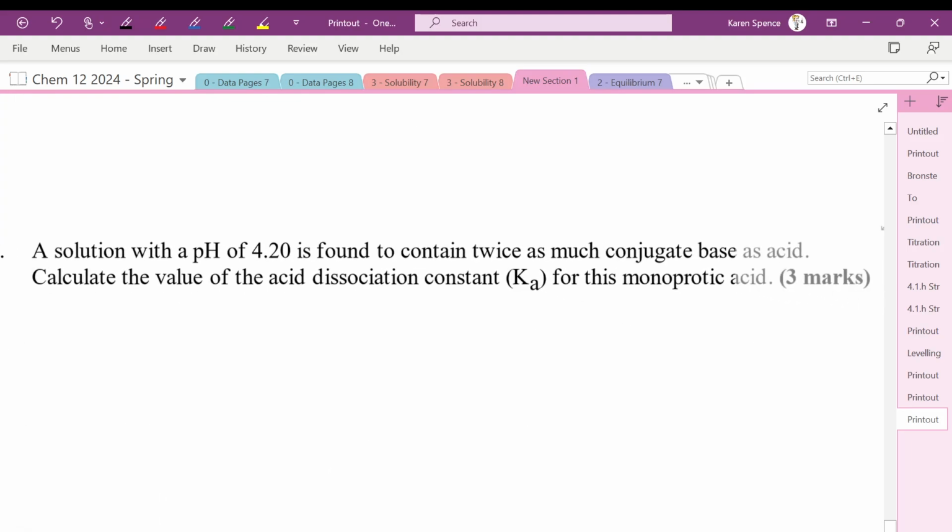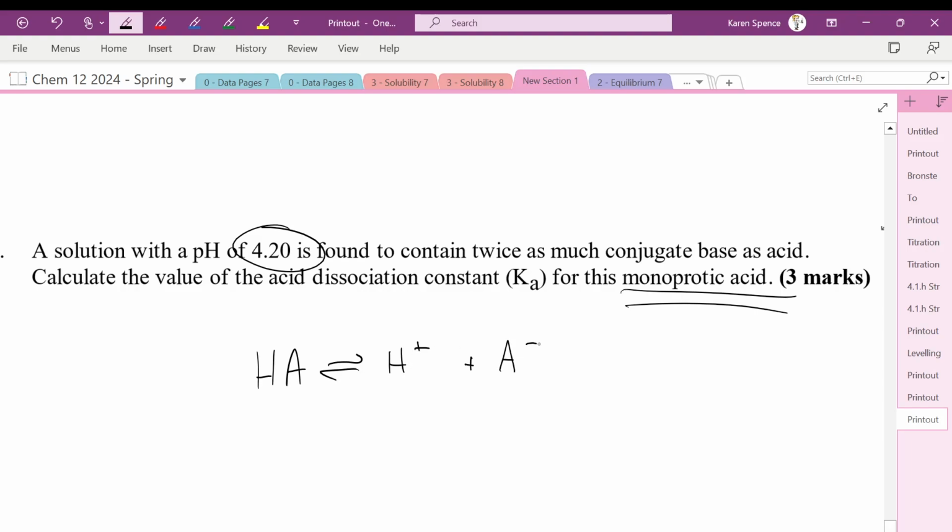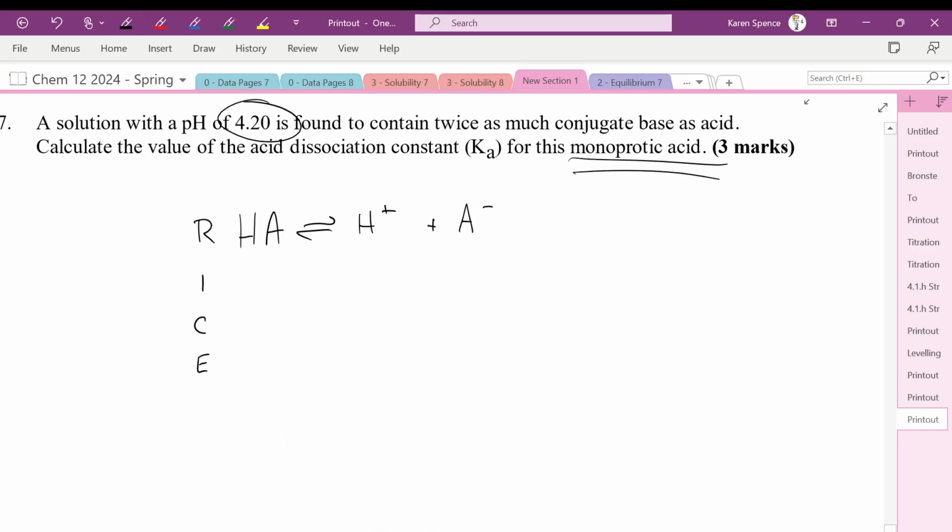All right, so we have a solution with pH 4.20, contains twice as much conjugate base as acid. So it's 4.20, therefore, and it's told that it's a monoprotic acid, HA, in equilibrium with H plus and A minus. I'm going to do a rice table because always rice. And I know that my concentration of H plus is equal to 10 to the negative pH, which is 10 to the negative 4.2.